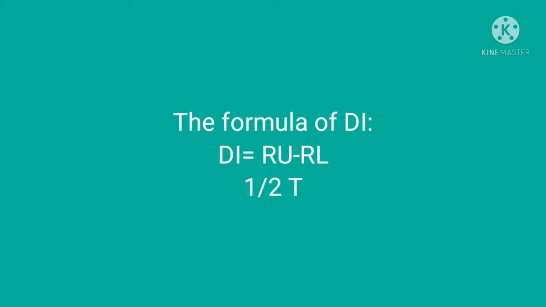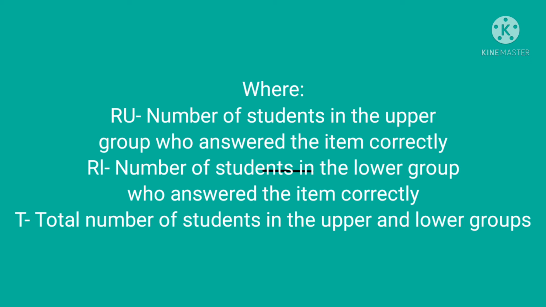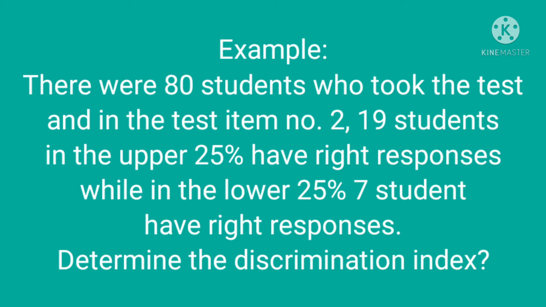So here's the formula of discrimination index. RU is the number of students in the upper group who answered the item correctly, RL is the number of students in the lower group who answered the item correctly, and T is the total number of students in the upper and lower group.